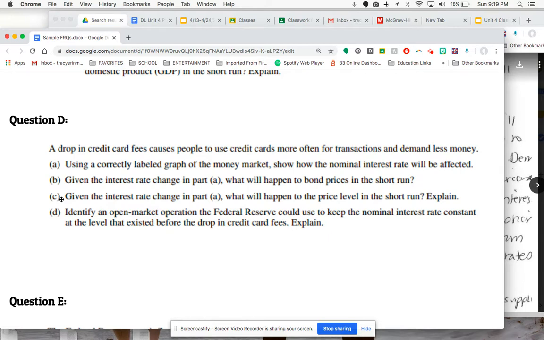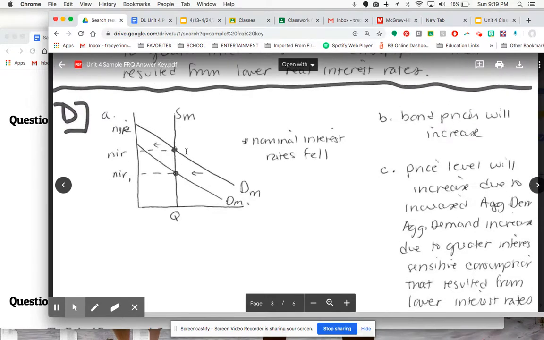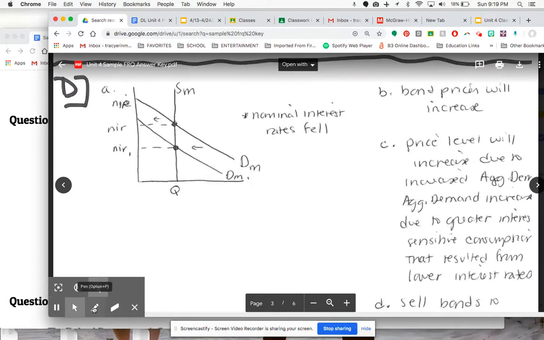Part D, identify an open market operation that the Federal Reserve could use to keep the nominal interest rate constant at the level that existed before the drop in credit card fees. So this is a little bit difficult to do on a document that I'm not typing on, but I think I can give it a try. If we want the interest rates to stay here, but we're now on this demand for money, you have to get the interest rate back. Oops, that's pretty tough to do freehand, but I gave it my best shot. You have to get the interest rate back to where it was beforehand.